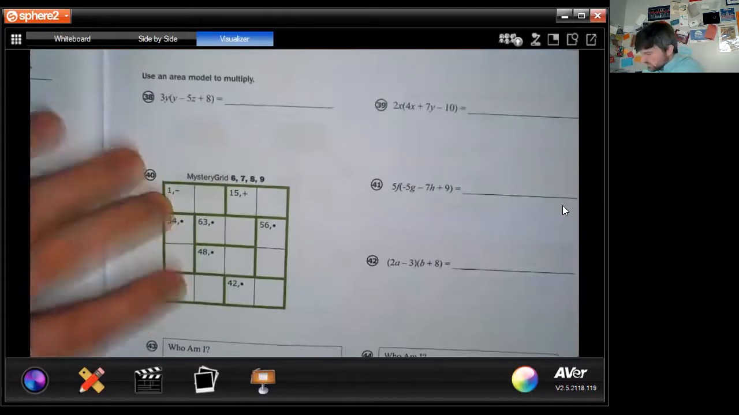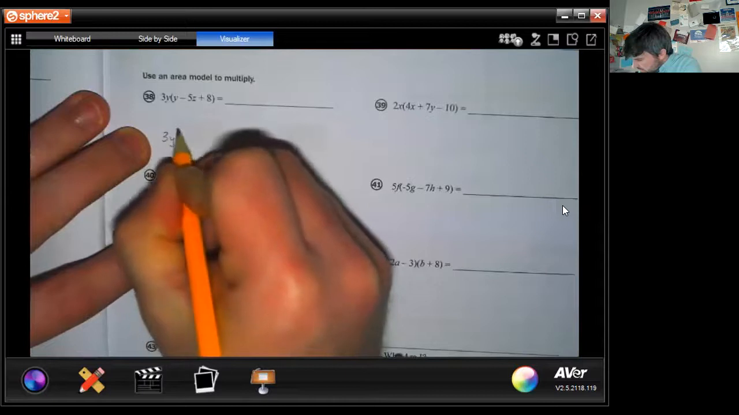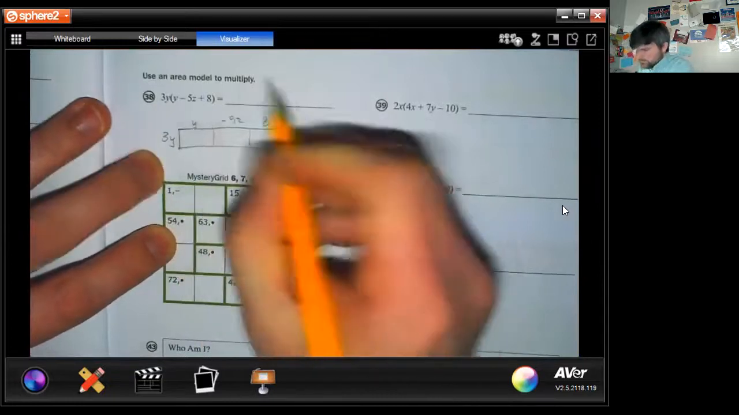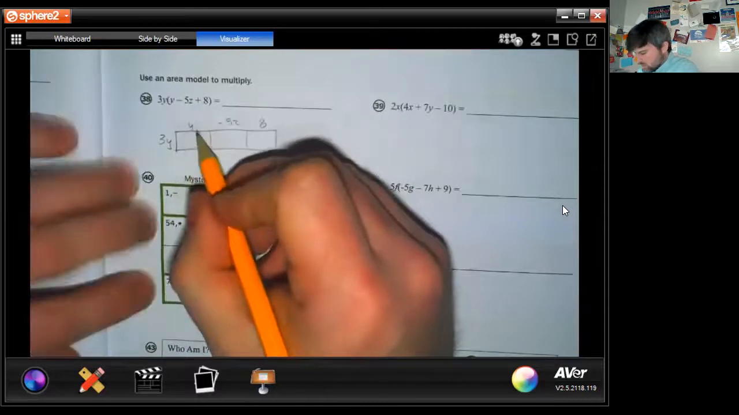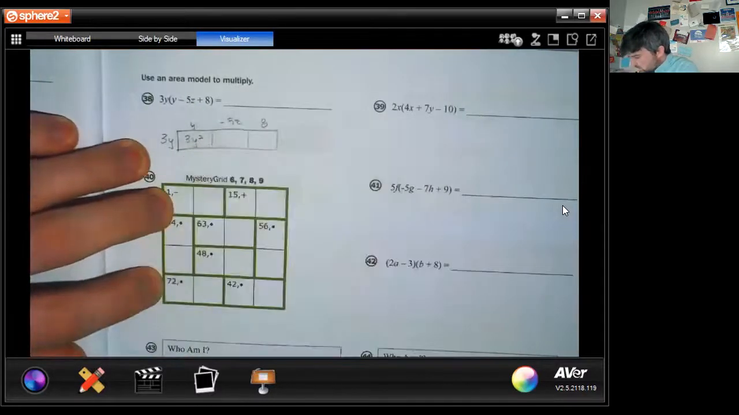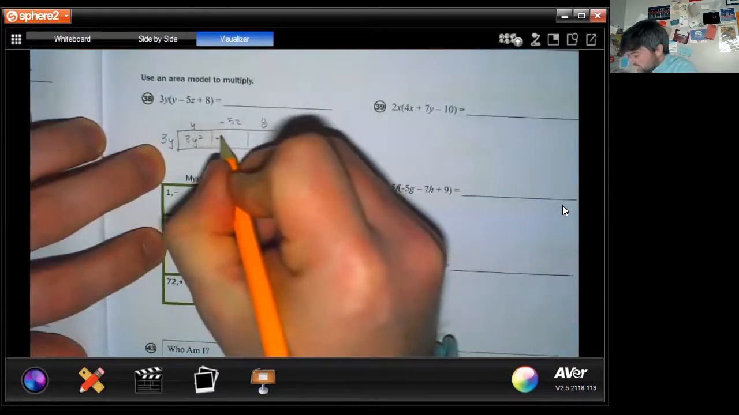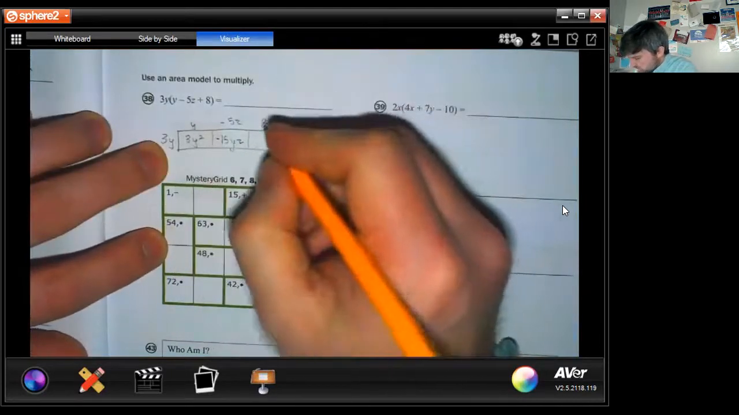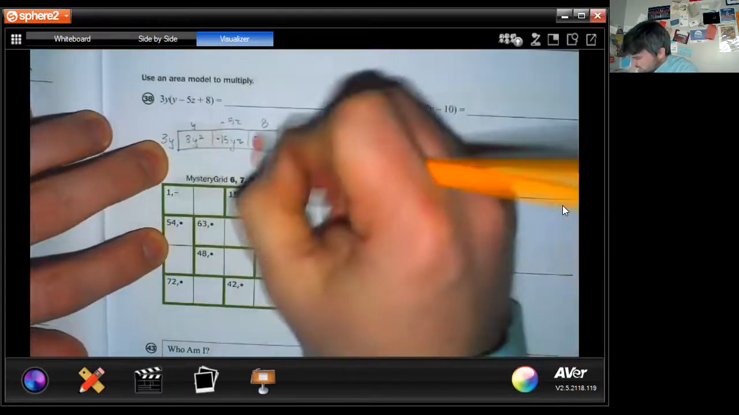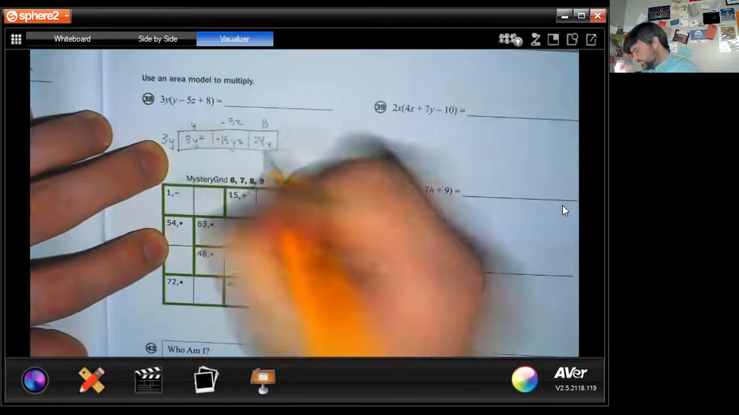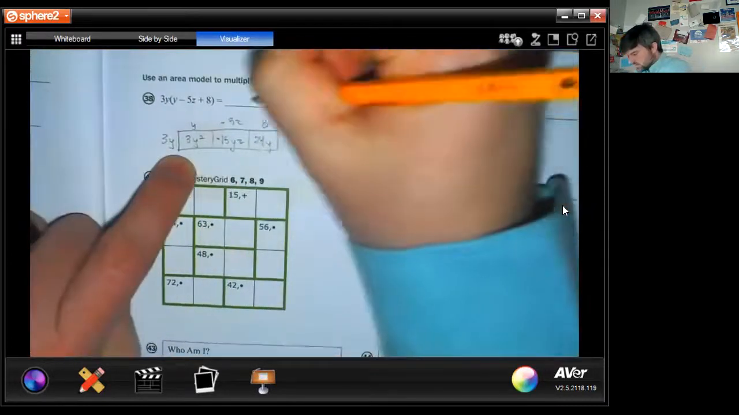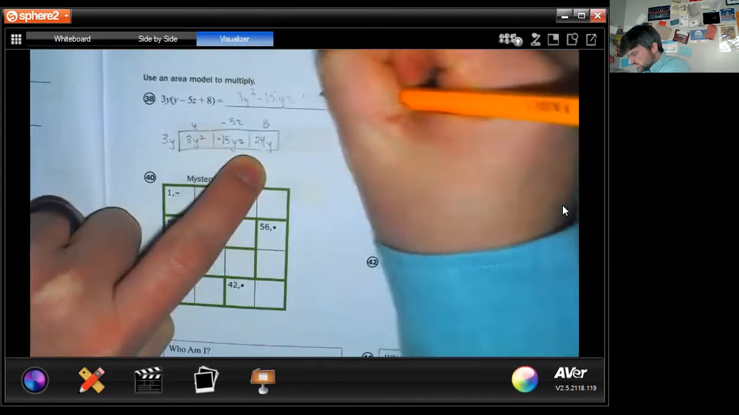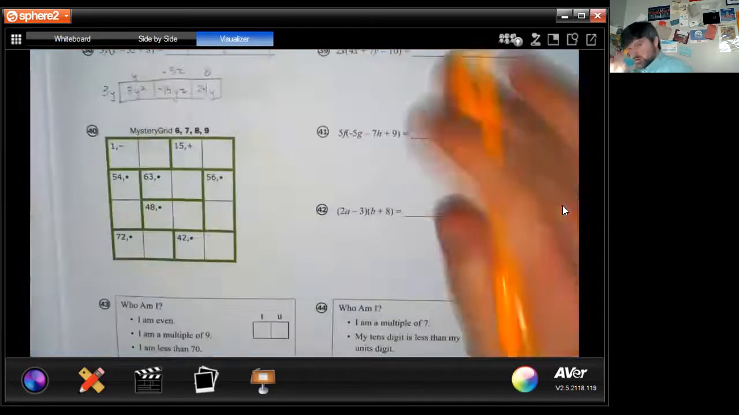38, use an area model to multiply. So we have 3y, y minus 5z, and 8. Okay, so we've got 3y times y, which is 3y squared. 3y times negative 5z, that's negative 15yz. And 3y times 8 would be 24y. Okay, so we add all this up, you get 3y squared minus 15yz plus 24y.